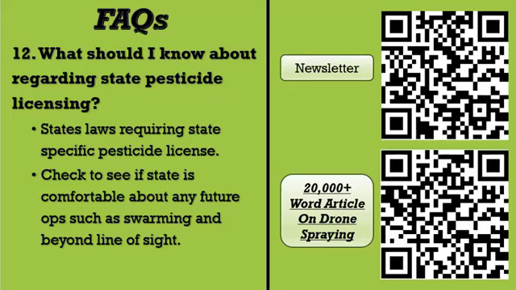FAQ 12. What should I know regarding state pesticide licensing? State laws require specific pesticide license requirements. What we've been talking about briefly is the federal laws, and once you get that done federally, you're good to go everywhere. But the states have laws regarding restricted use pesticides. They're all different. Sometimes one state will have reciprocity with another, but you're ultimately going to have to look at it on a state-by-state basis. When you're doing this, also make sure that the states are comfortable with certain types of operations such as swarming or beyond line of sight.